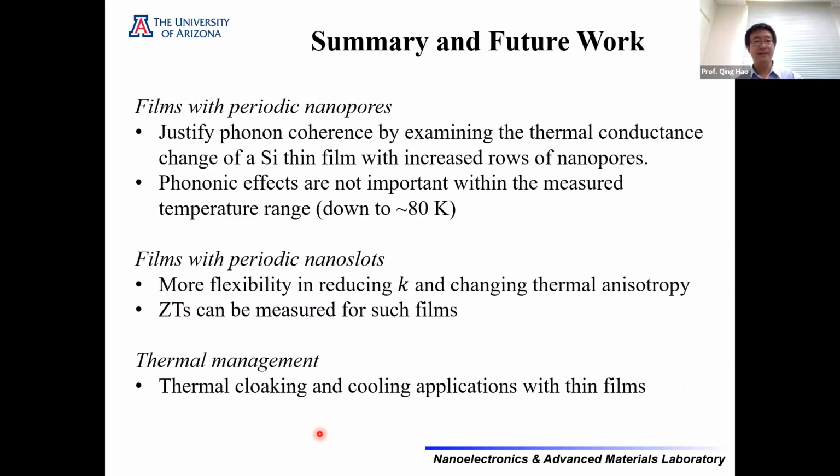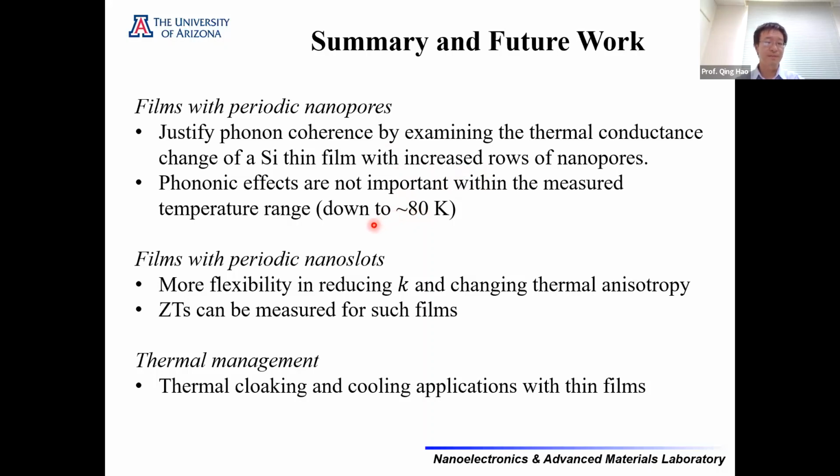So in summary, we did this periodic nanoporous film study. We found out different ways to justify the phonon coherence. In the recent study, we basically just check the thermal resistance change of the thin film with increased rows of nanopores, right? So we find out that the phononic effects are not important in our measured temperature range. So if we still want to see those effects, we have to go to a much lower temperature.